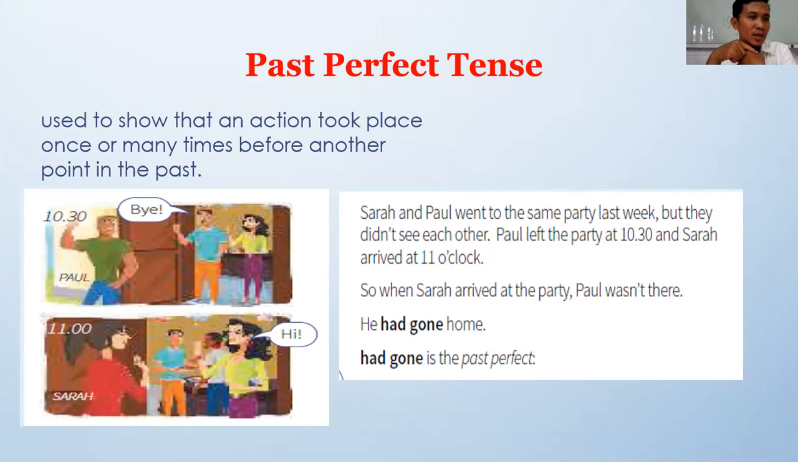Okay, what about this one? Get, got, gotten. Which one is the third verb? Gotten. Very good. That's correct. Okay, so we continue now.